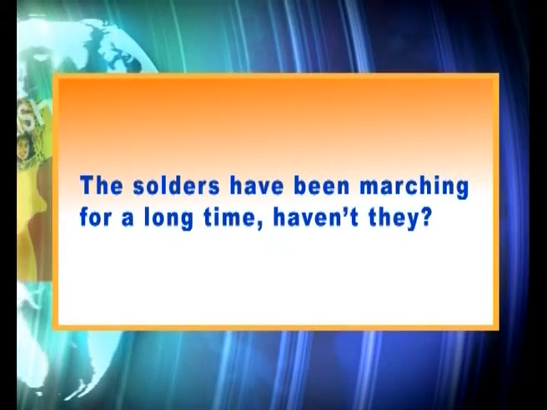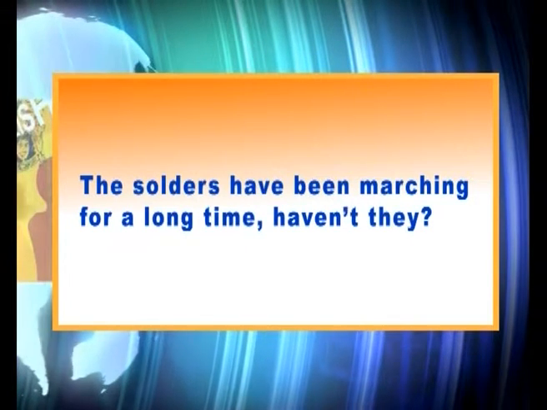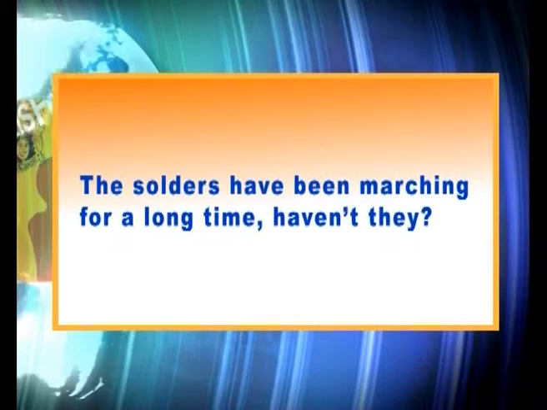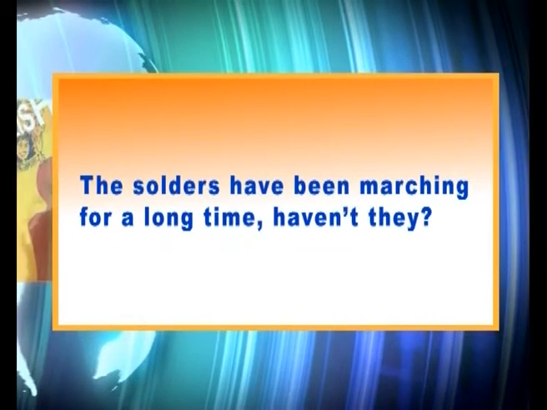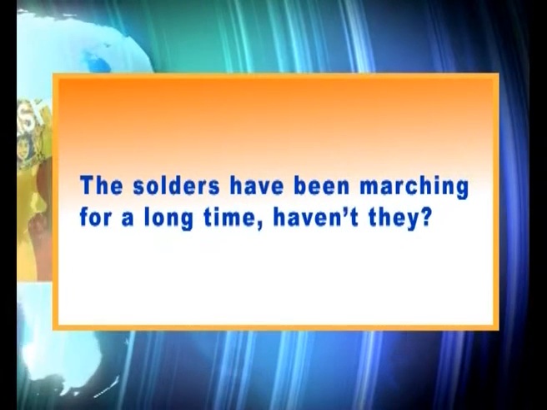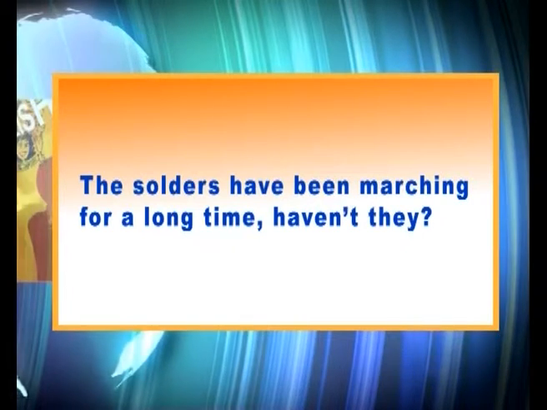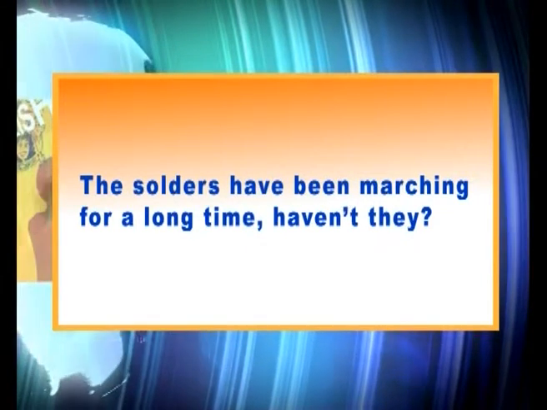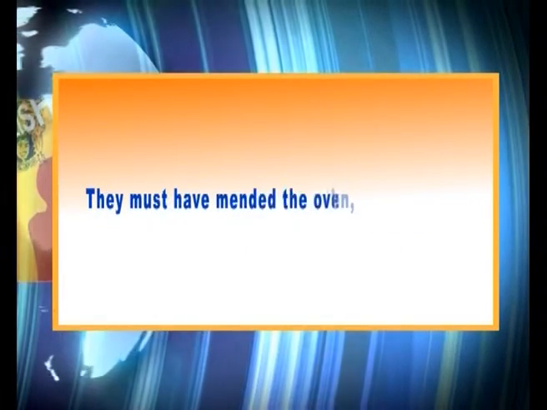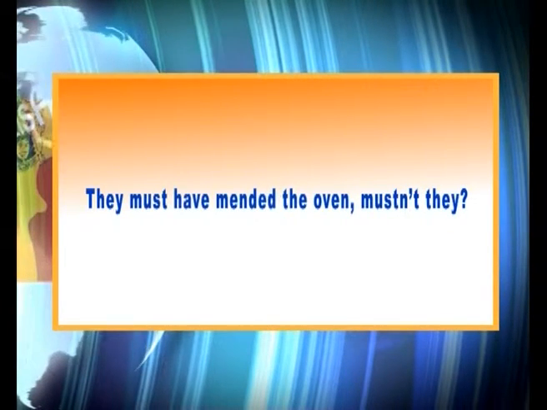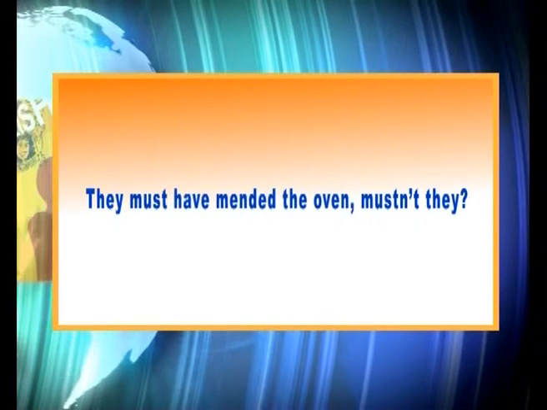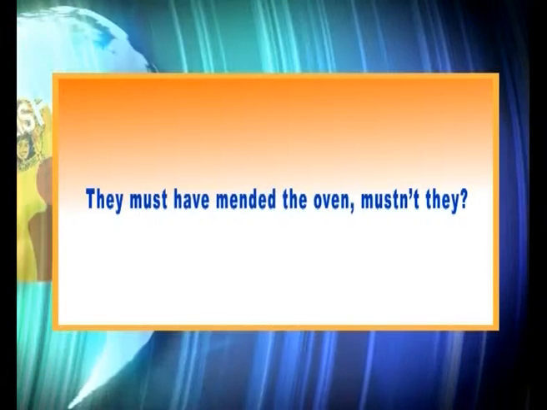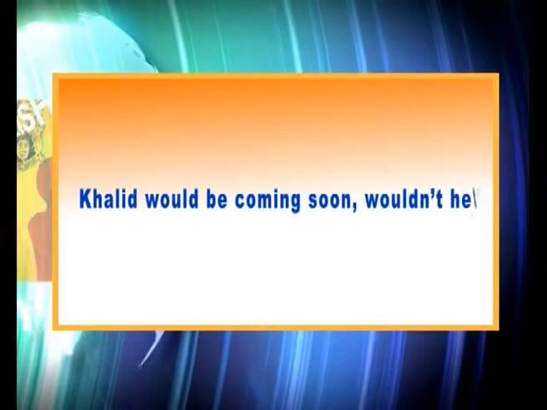For example, look at the sentence, the soldiers have been marching for a long time. This will take a tag that is haven't they. If you observe this sentence, the soldiers, noun, have been marching. Here have and been have been used as helping verbs and marching is a main verb. Now we have to use the tag out of have and been, and since have is coming first, we'll say haven't they. I'll repeat the sentence, the soldiers have been marching for a long time, haven't they? And the second example is, they must have mended the oven, O-V-E-N, oven, mustn't they? Because must is being used before have. The sentence is, they must have mended the oven, mustn't they? And the last example is, Khalid would be coming soon, wouldn't he?